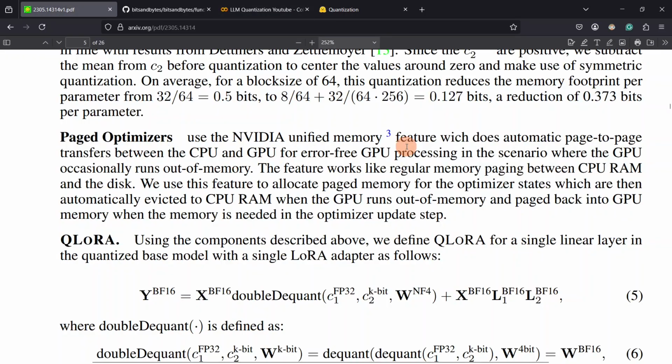Another feature they use to make inference faster is paged optimizers. This is a feature provided by NVIDIA, which does automatic page-to-page transfers between CPU and GPU for error-free GPU processing in the scenario where the GPU occasionally runs out of memory. This feature works like regular memory paging between CPU RAM and the disk. So basically, this is not exactly related to quantization, but the point being that in the papers they will try to use the latest features from the hardware as well to make things faster. So it's not only about the algorithm.